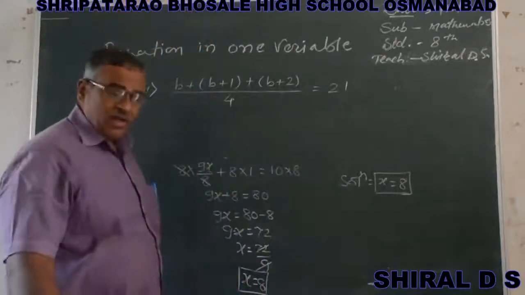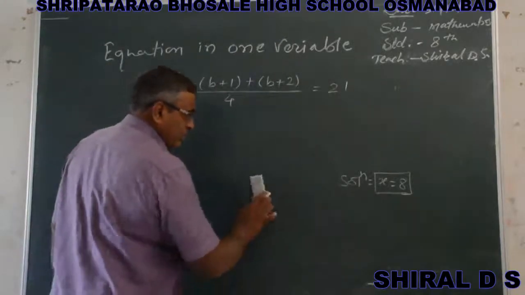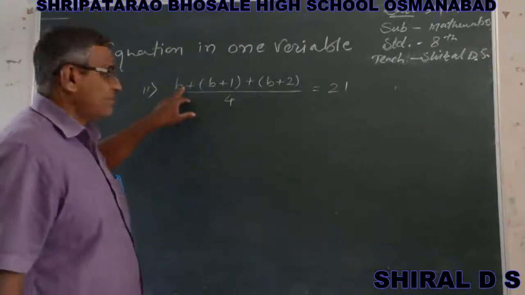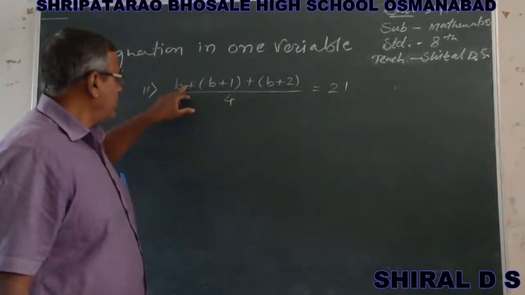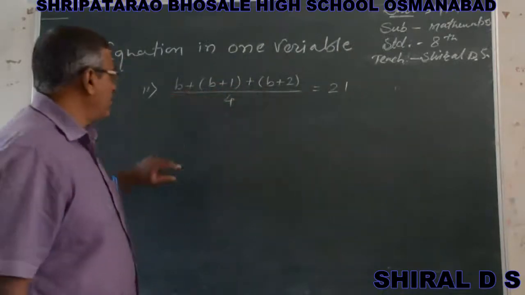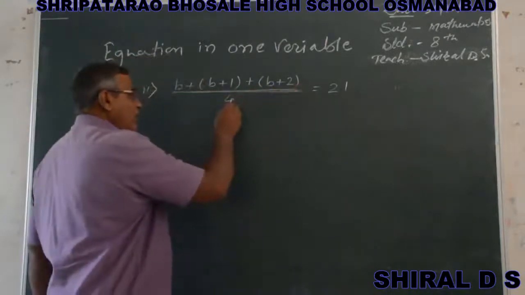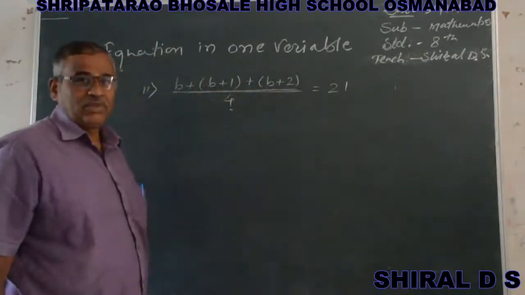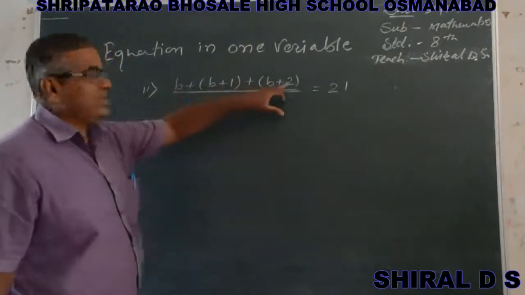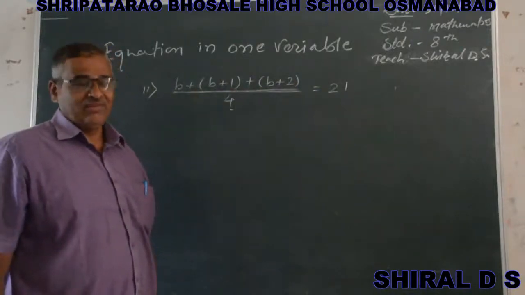Then look here, how to solve the given example. We know that on the left side there are 3 terms, but these 3 terms are in addition, and these 3 terms are divided by only 4. It means 4 is the divisor of both terms.